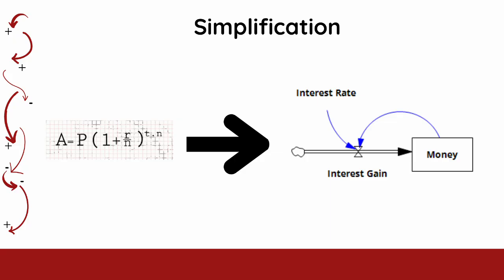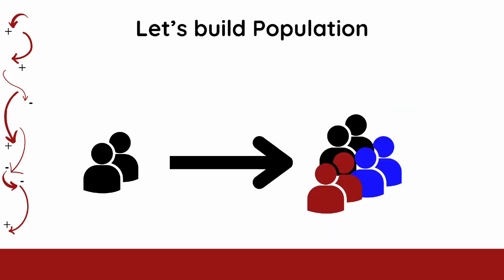Now, replacing one equation might be a little redundant, but with larger models, you can condense hundreds or thousands of equations into a very nice looking package. But first, back to basics. Let's build our first small stock and flow model, population.